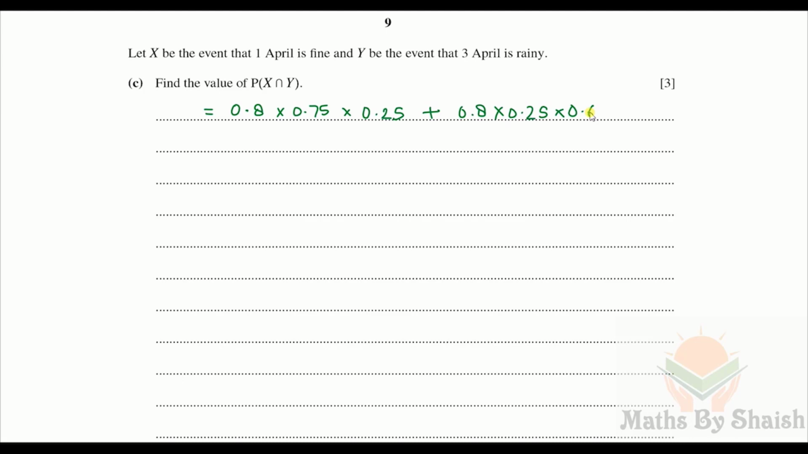0.8 into 0.75 is 0.6, and 0.6 into 0.25 is 3 by 20, that is 0.15. Now 0.8 into 0.25 into 0.6 would be 0.12, so this total value becomes 0.27, and that's the probability. I hope it is clear. Let's do the next question.